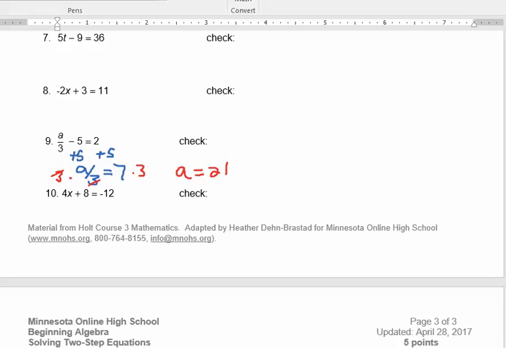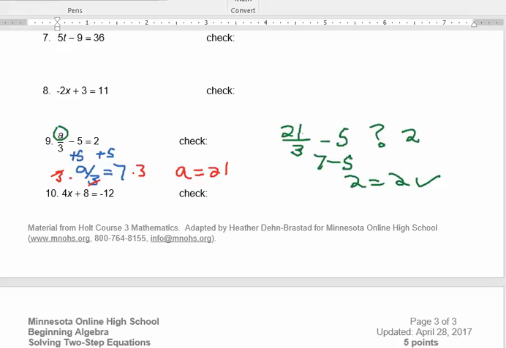And to check it, you just take what you got for your answer and you put it back in here where you see the a. So I'll take 21 divided by 3 minus 5, and I want to see if that equals 2. So 21 divided by 3 is 7, and 7 minus 5 is 2. So 2 equals 2, so I got the right answer.